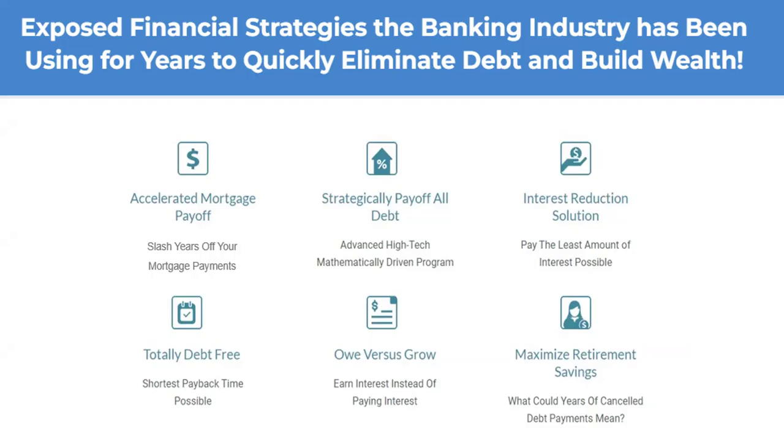And then our technology and the 4.5 million lines of code takes all these financial strategies and creates linear equations for you. So getting rid of the mortgage, slashing years off the mortgage payment, using a high-tech, mathematically driven program to do the work, because left to our own devices, it's not going to get done. That allows us the interest reduction solution.